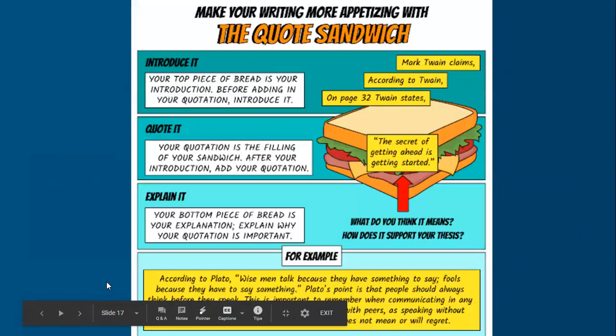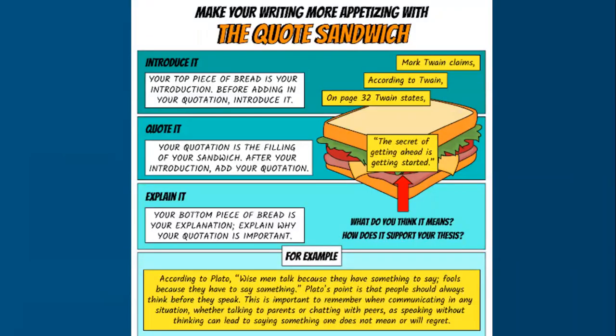So you always want to have some sort of a lead in, which is what we call the quote sandwich method. So we have the sandwich here. The top piece of bread is your intro to the quotation or the source material. So you can say something like, according to Twain, Mark Twain claims on page 32, Twain states, that just do something to introduce what you're about to include from the source. Then the filling of like the deli meat here is the actual quotation itself, right? It's the source material itself.